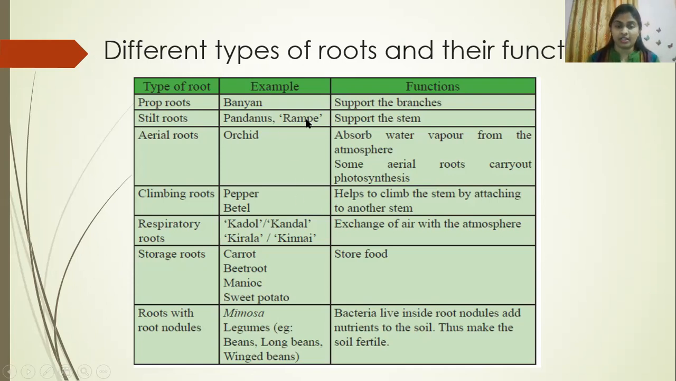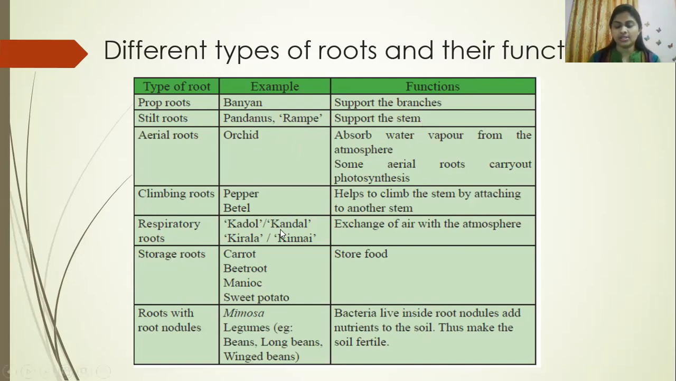Pandanus or rampe. Pandanus is the scientific name of this. In English also we call it like that. Then rampe or pandanus, even Bataceae, those belong to this category, stilt roots. They support the stem. The stem is supported by stilt roots.